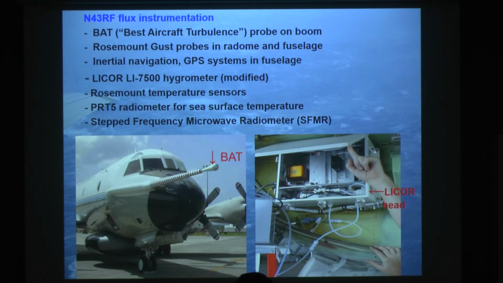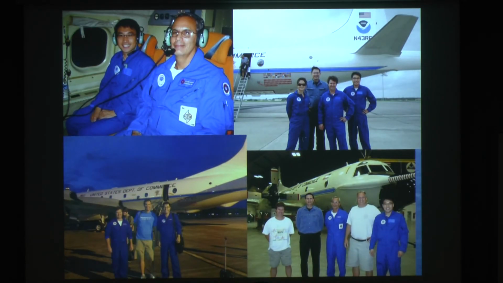We have some specially designed instruments on the P3 aircraft. We have what we call the BAT probe, the best aircraft turbulence probe. We also have Rosemount gust probes, installed both in the nose and in the fuselage. And this box is the Lyman-alpha hygrometer we put together when I was a student. This instrument measures humidity at 40 hertz, a very fast response sensor, so that we can measure humidity flux. We also have temperature sensors, and there are some pictures from the hurricane flights.